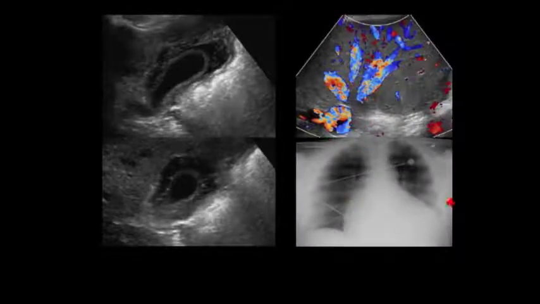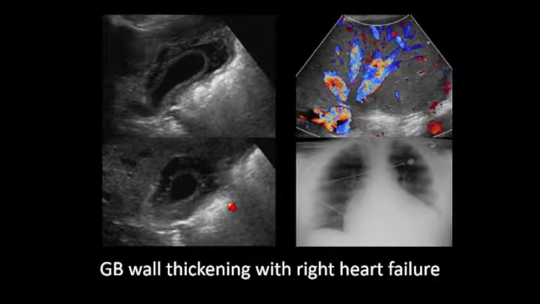Here's another case. This patient is in right-sided heart failure. You can see the heart and the distended veins in the liver and the very thick edematous gallbladder. There's nothing to do with intrinsic gallbladder disease.